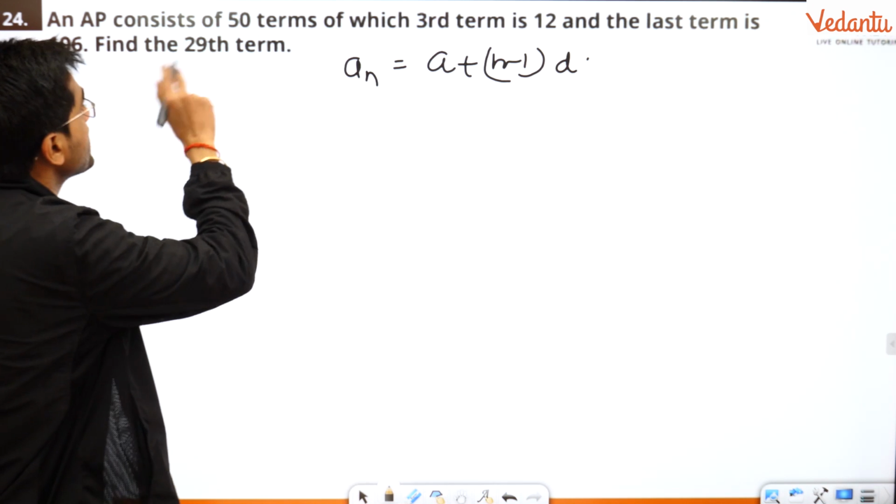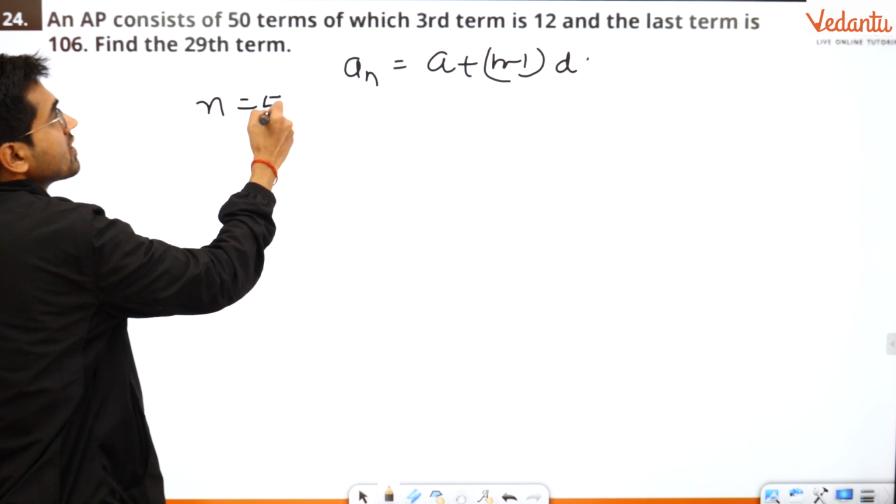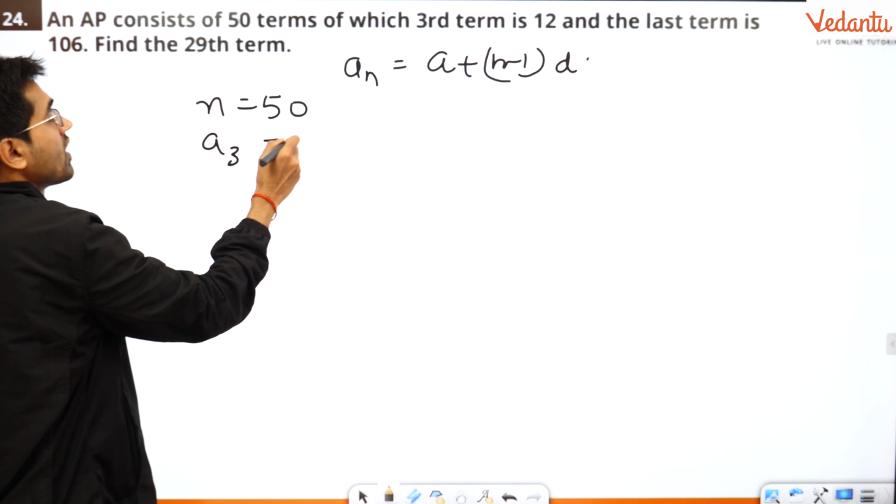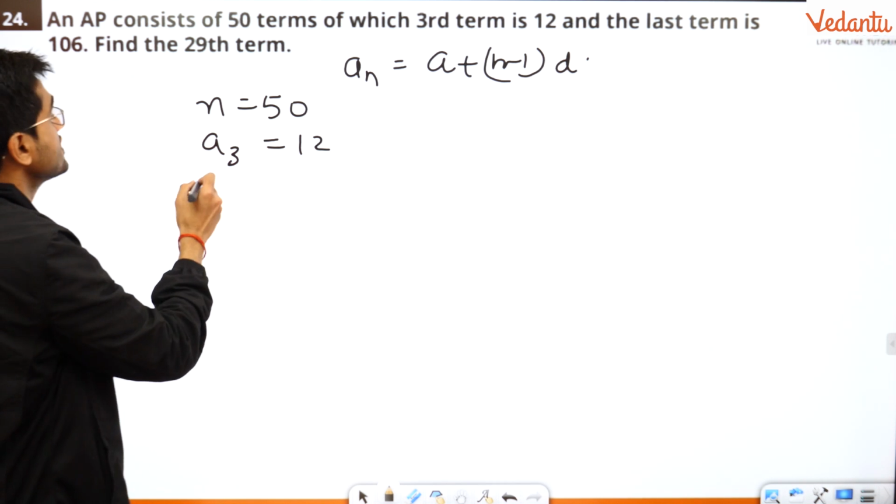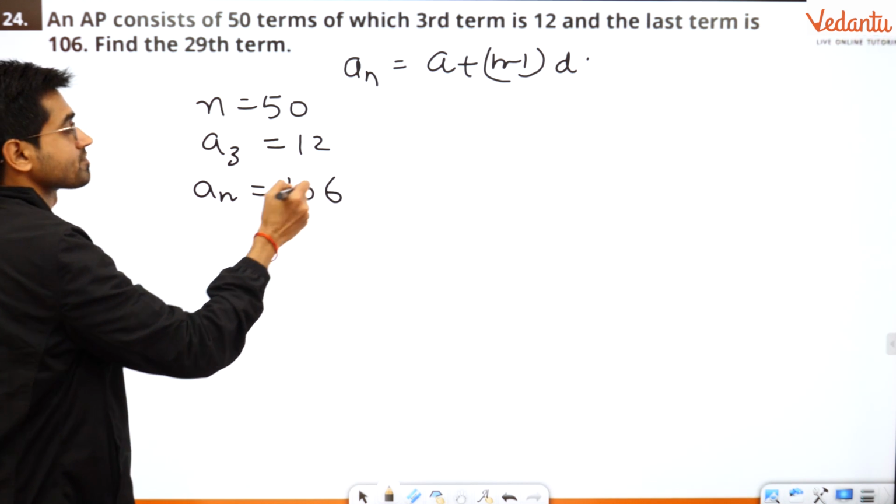So now understand, an AP consists of 50 terms. So n is given. Third term is given, 12. A3 is 12. और क्या दिया है? And the last term is 106. So nth term is 106.